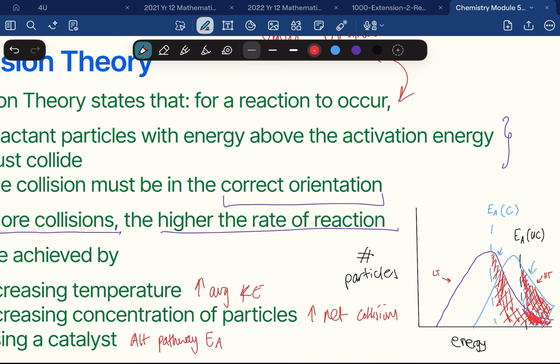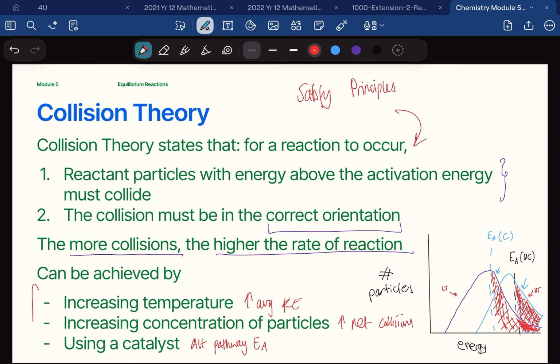So that's why, if you do these three things, you can increase the number of collisions, and by extension, you can increase the rate of reaction since they're directly proportional.